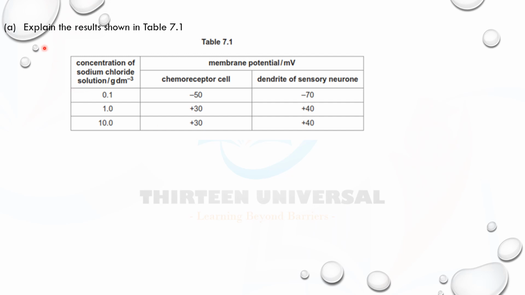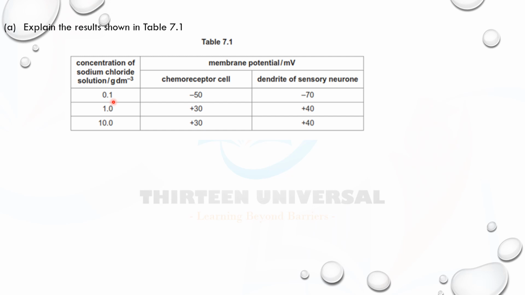Explanation demands that you tell us the meaning of the result. If they say describe, it means show us the trend and the relationship. Explain means use biological concepts to interpret this. What is the meaning of this data? First of all, this is the independent variable, concentration of sodium chloride solution. Don't forget to share this video with your friends, and we're going to start topicals very soon.